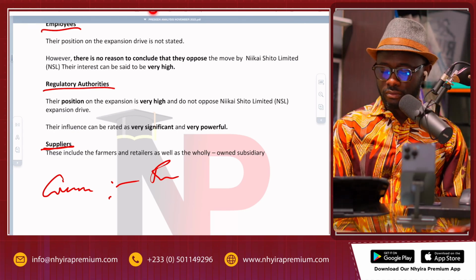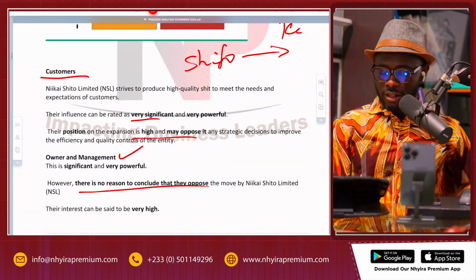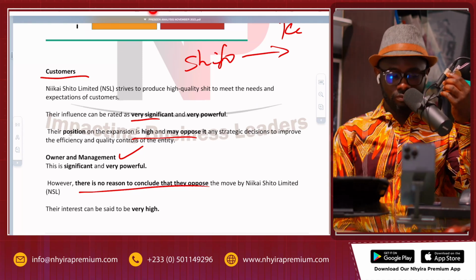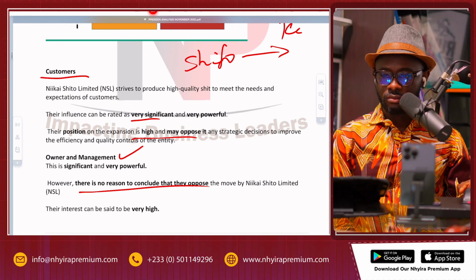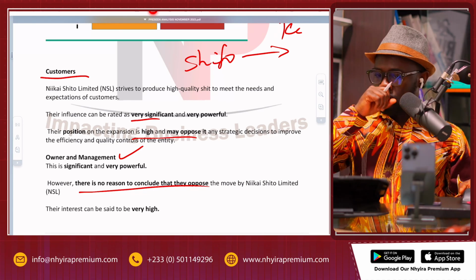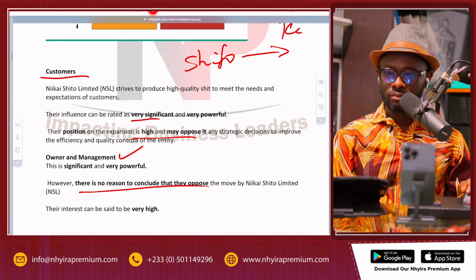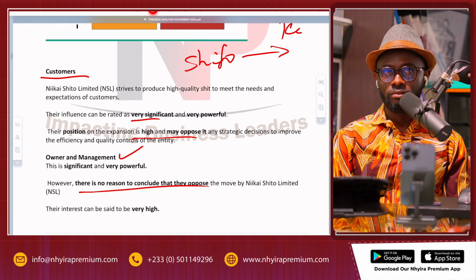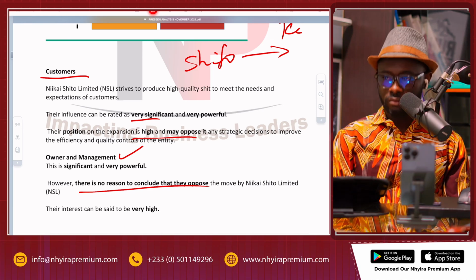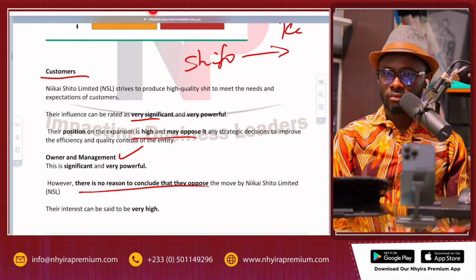Nhyira, please, with the customers accepting the expansion, I take a different opinion in the sense that if the company is going to expand and they are going to use more of the IT stuff, the canning machine, don't you think most of the employees will be laid off? So at the end of the day, although the expansion may bring new employees, those who are doing the pounding, those who are doing the manual work will be laid off. So they will oppose this expansion.